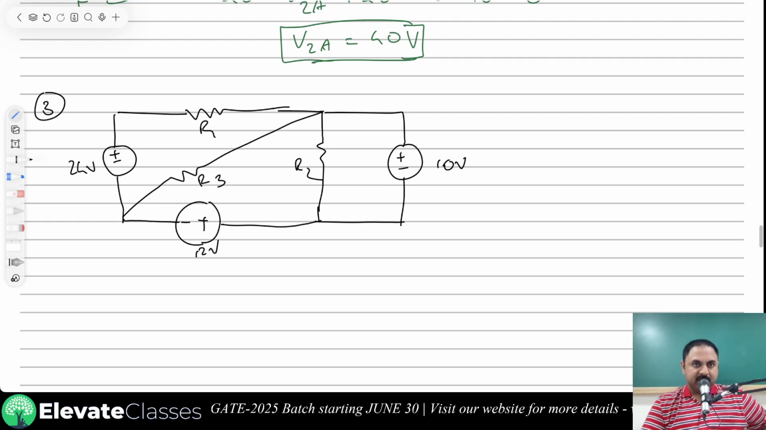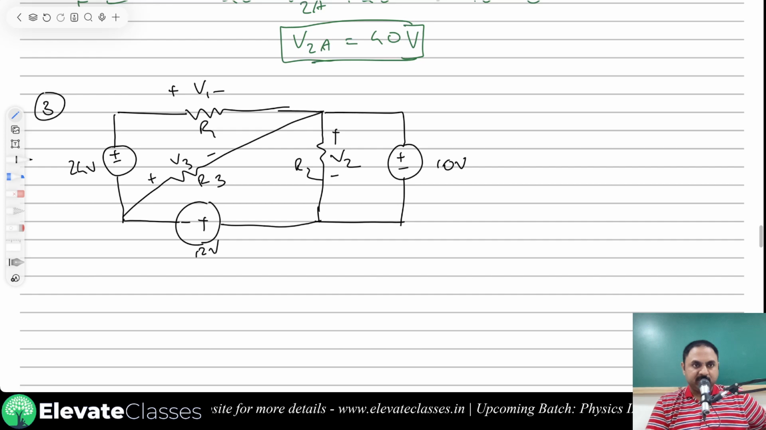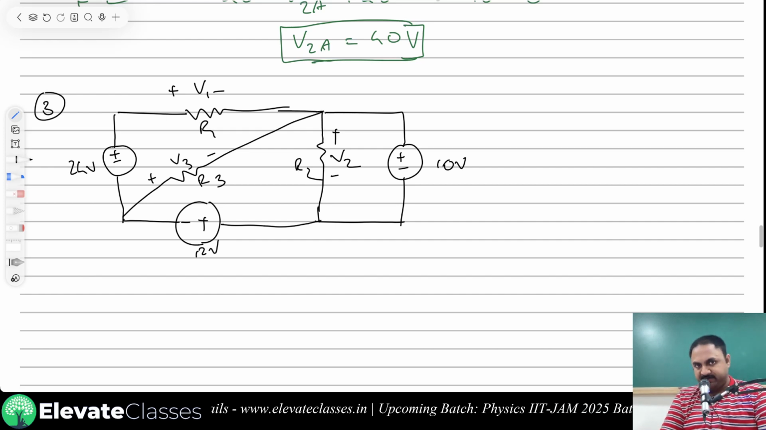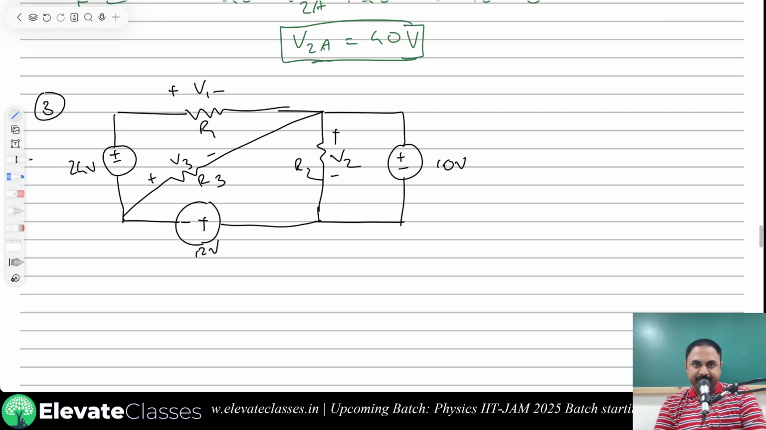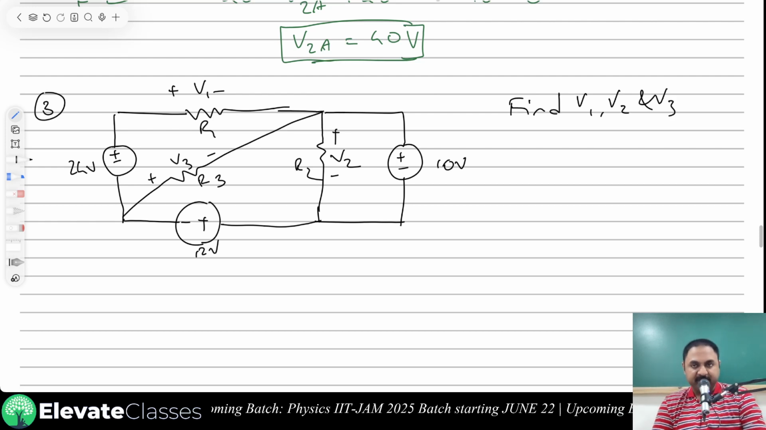And in the question they have marked some voltages. This is V1. This is given in the question. This is V2. And this is V3. This was already marked in the question. Oh, sorry, this was V2, but it won't make a difference. This is V1, this is V2, this is V3. The question says find V1, V2 and V3. That is the question.